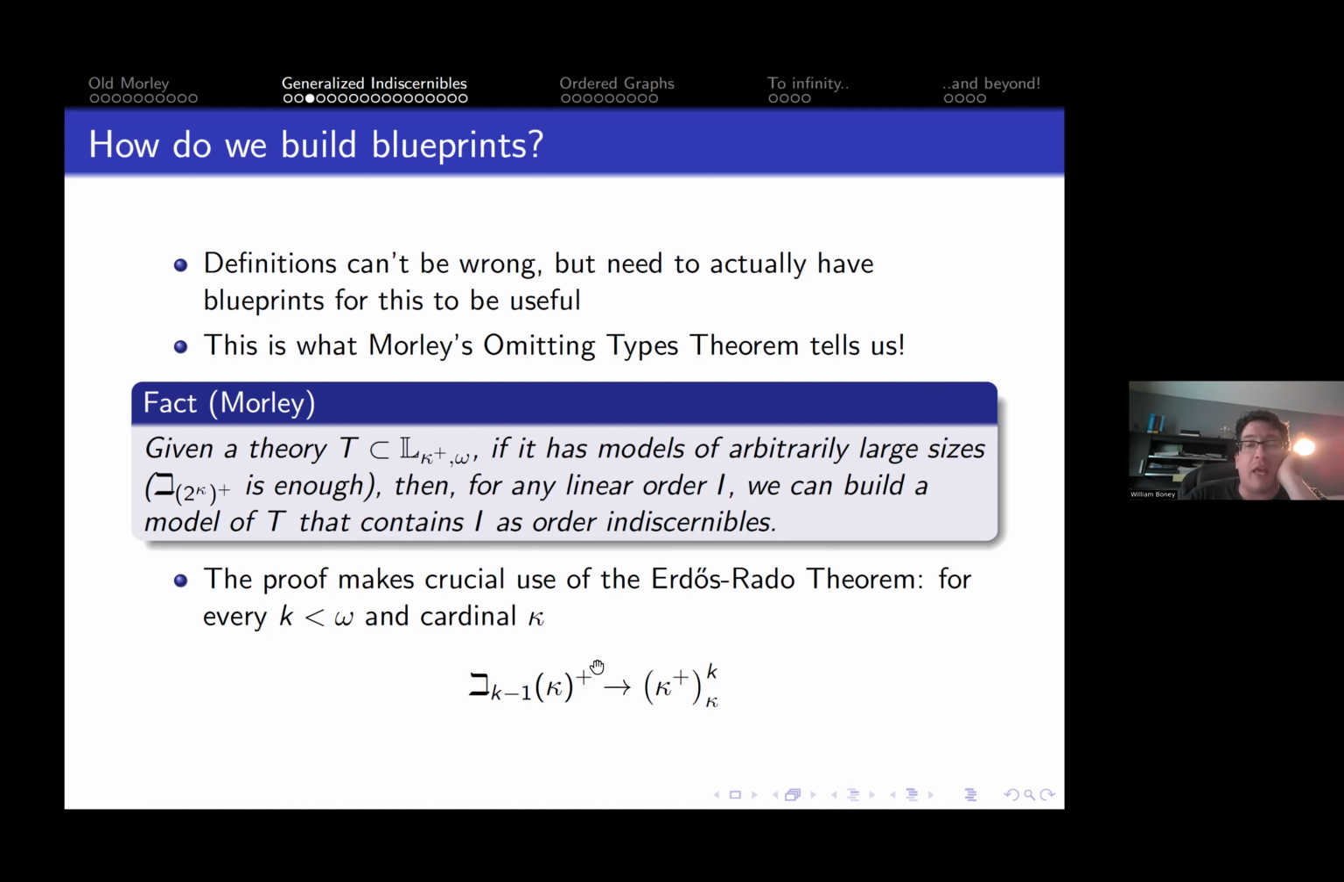It tells me that if I'm fixing some finite number k and some infinite cardinal kappa, I want to color the k-tuples from some set with kappa many colors, and I want to guarantee that I get a homogeneous subset of size kappa plus. The Erdős-Rado theorem says I have to start with a set of size at least beth sub k minus 1 of kappa plus. And this is sharp. There are examples where if you drop this plus here, it's false.